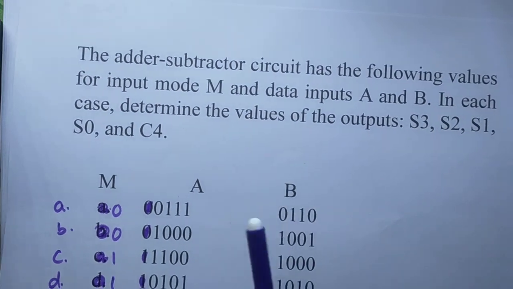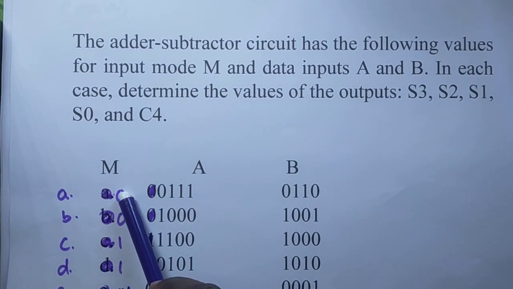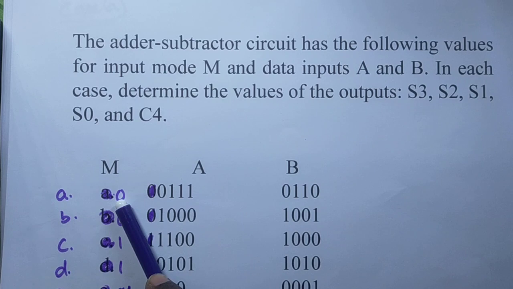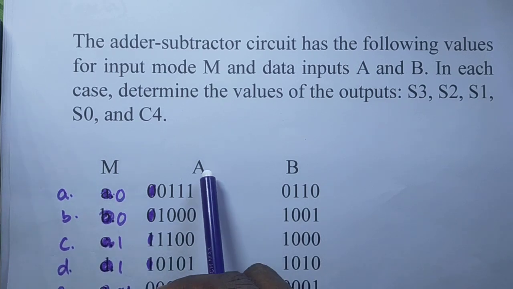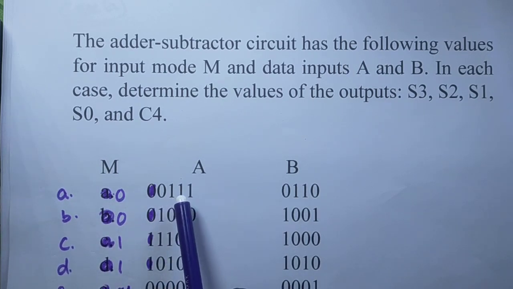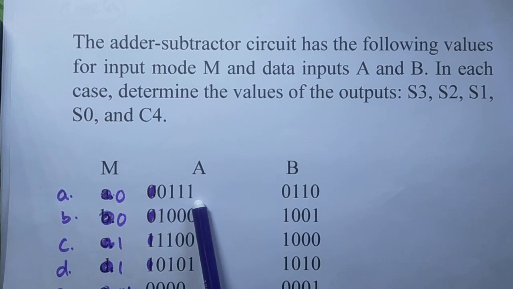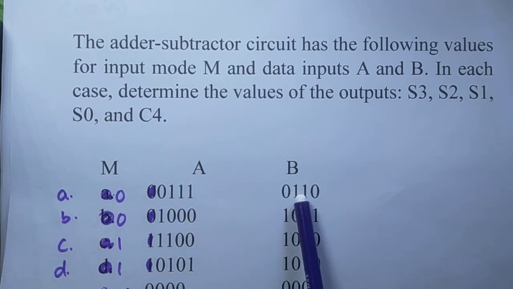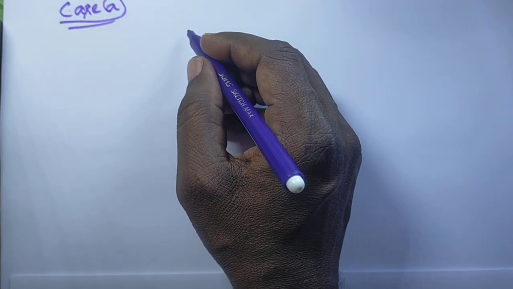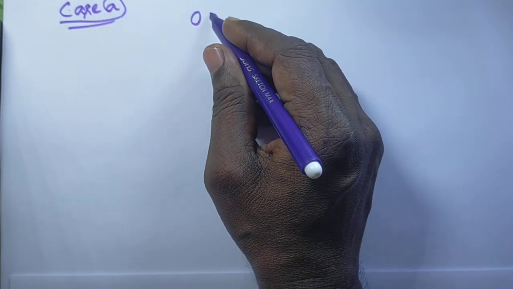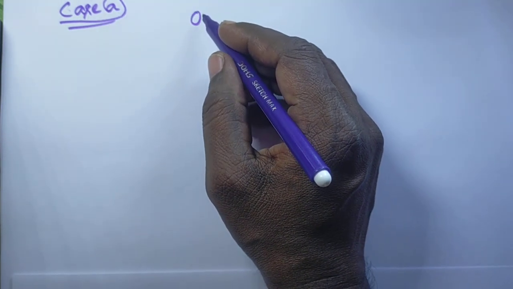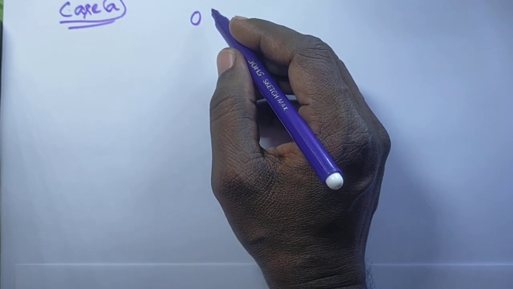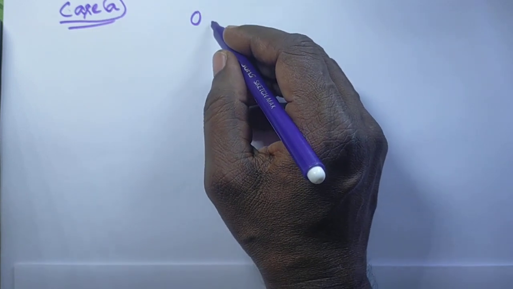You see, all of you, mode is 0, that means it will be add. What is the operand value? A value is 0 1 1 1, B value is 0 1 1 0. Okay, so that means we have to add 0 1 1 1 and 0 1 1 0. Another concept also I will show you here, no problem.